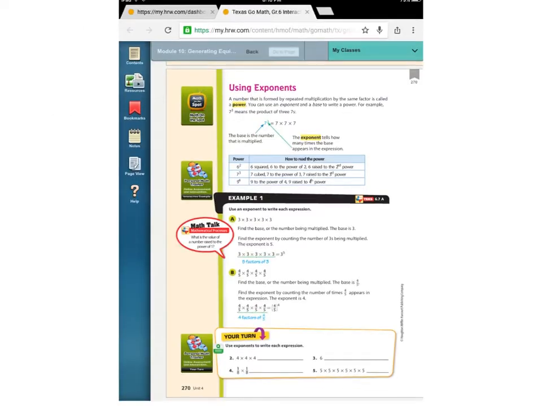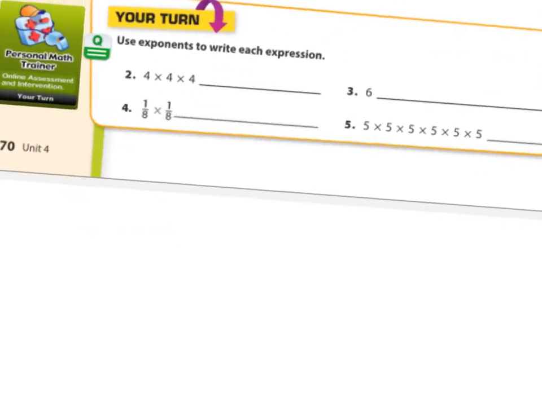Okay, we're going to work some problems together. I want you to write down these examples. Let's do number 2 first. All we're doing is rewriting these. It's a very short way to write a long multiplication problem sometimes.